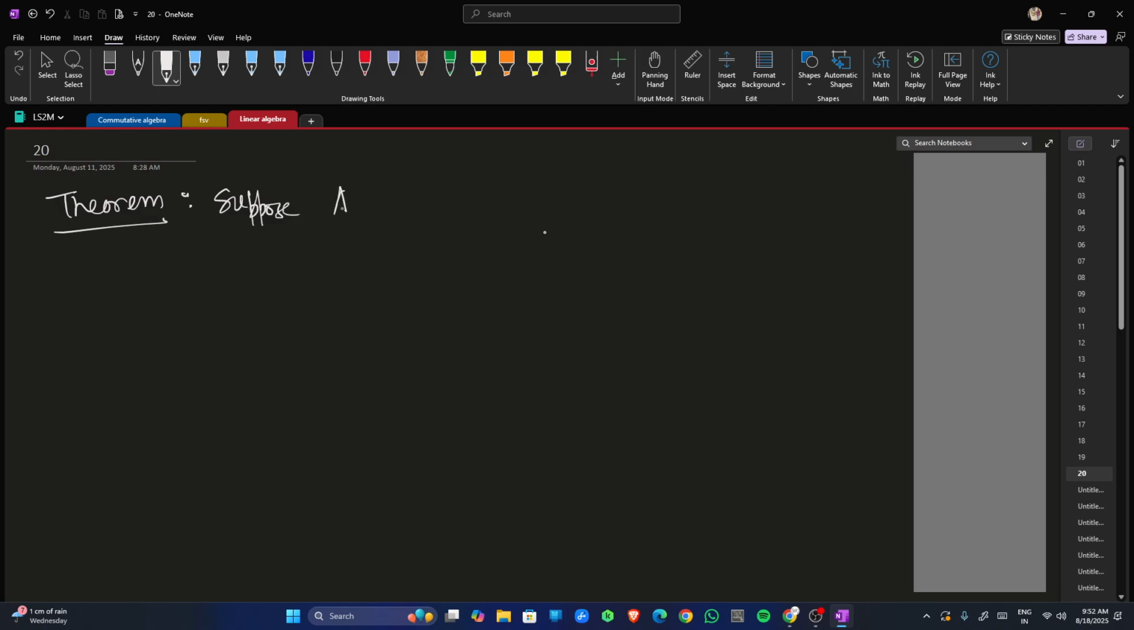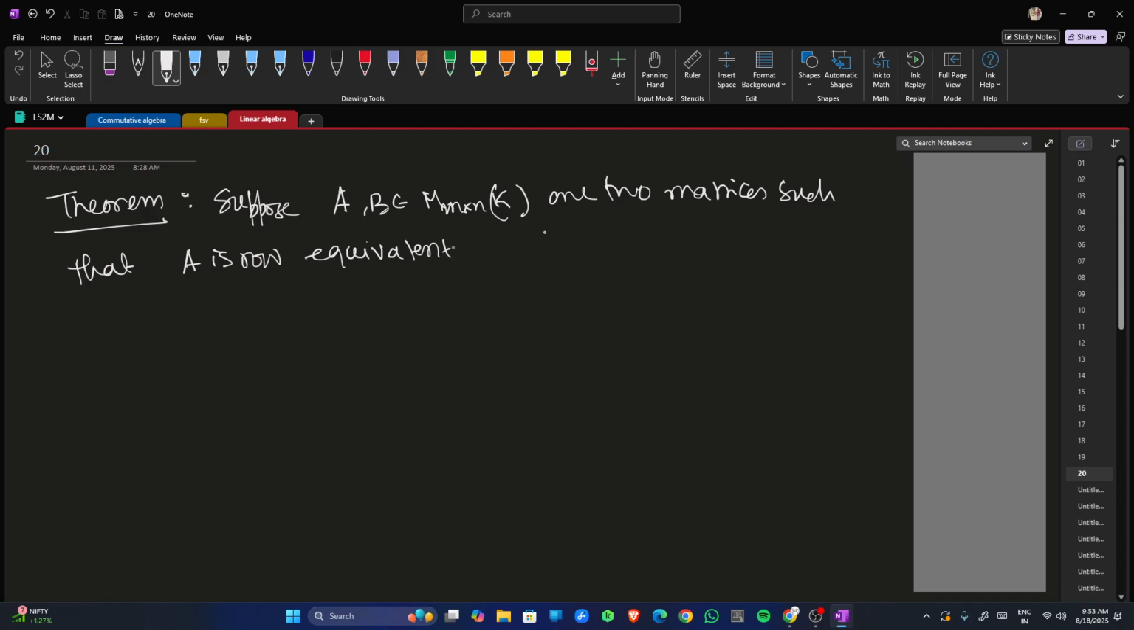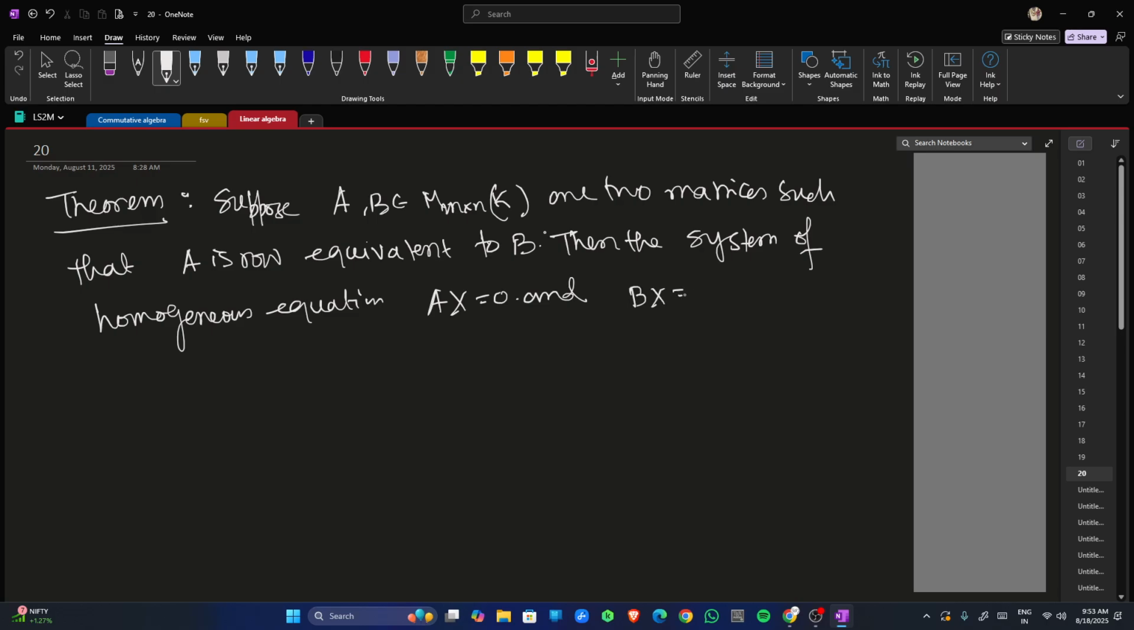Suppose A, B belong to M cross N are two matrices such that A is row equivalent to B. Then the system of homogeneous equations Ax equal to 0 and Bx equal to 0 have the same solution.